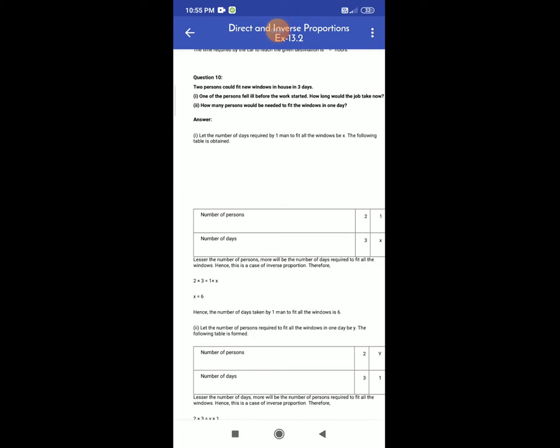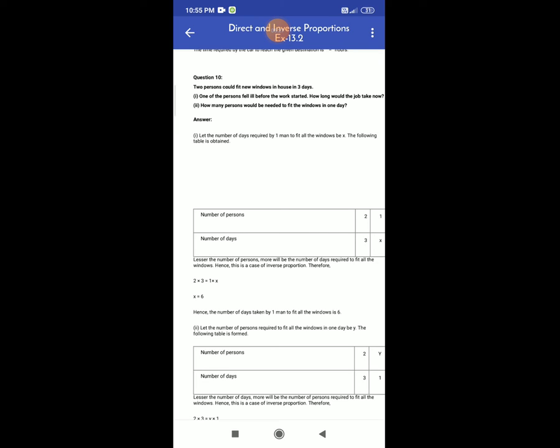Two persons could fit new windows in a house in 3 days. Question 1: One of the persons fell ill before the work started. How long would the job take now? And second, how many persons would be needed to fit the windows in 1 day?